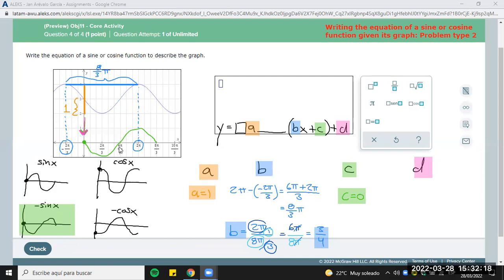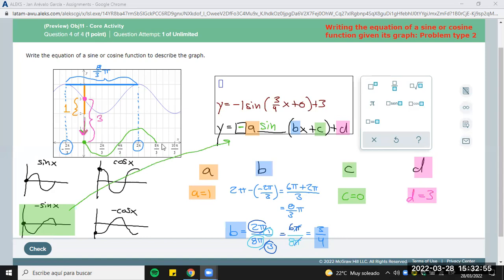And the last part is D. That is the vertical movement, the vertical shift. As you can see, there is a movement of 3 units. So D equals 3. And that's it. So using this shape that we noticed, it will be a negative sine, and we are going to use the numbers that we got, that is minus 1 because A equals 1, sine of 3/4 x plus 0, that is C, plus 3, that is D.